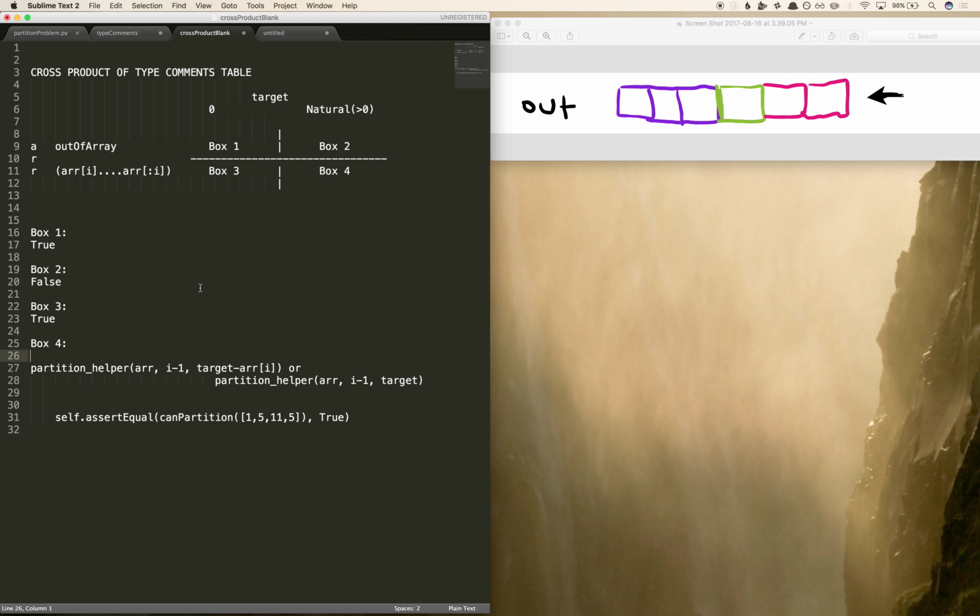And then in box 4, we're in the middle of the array, and the target's still positive. I want to try accepting the element or not taking the element, and I'm going to choose the one that's best. If one of them is true, that means if I could partition the smaller subset into 2 subsets that hit this smaller target, then I can partition my bigger problem. That smaller problem is going to knock down my bigger problem.